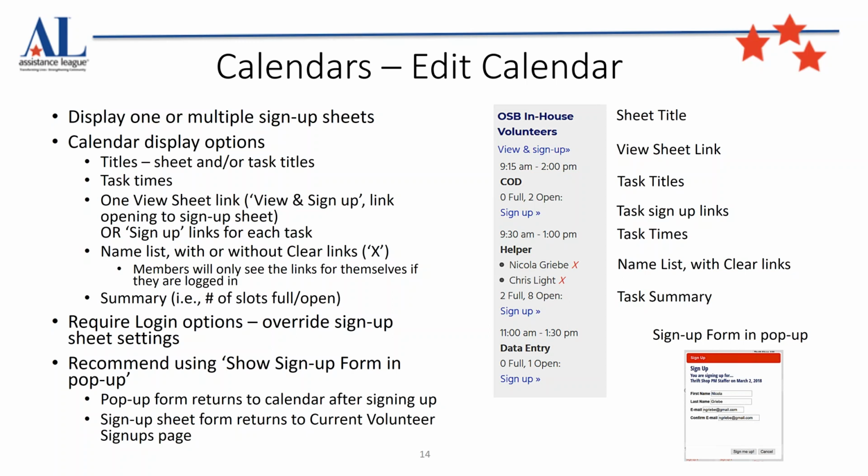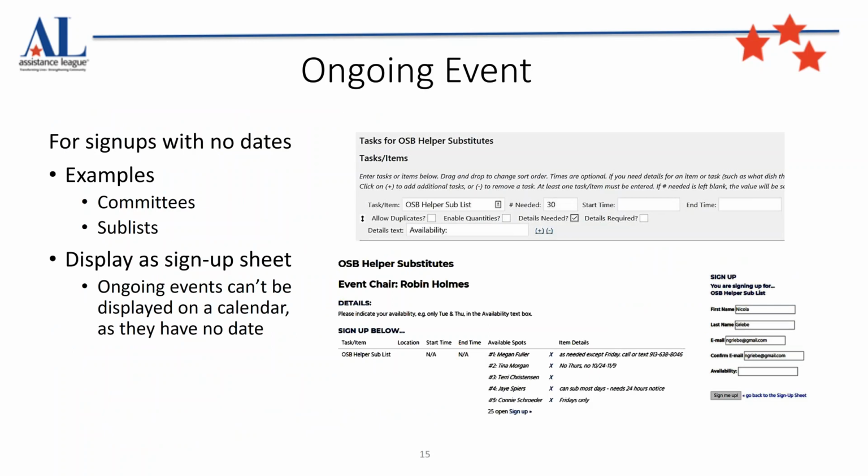Okay. There aren't any further questions. I'd like to go on to just explain the different types of events. Probably the easiest to explain is an ongoing event. This is for signups with no dates. So like committees, our chapter has commitments to committees that last for a fiscal year. And so we allow them to sign up via an ongoing event.